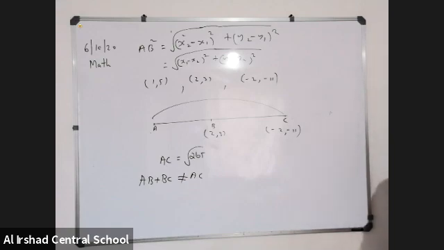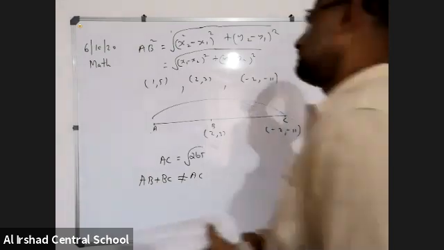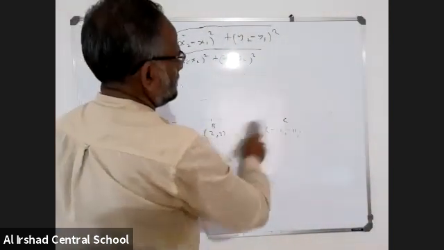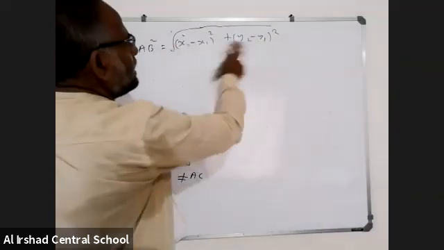Now next question. Check whether 5 minus 2, 6, 4 and 7, 2 are the vertices of an isosceles triangle. What's the question? Isosceles triangle means two sides are equal.